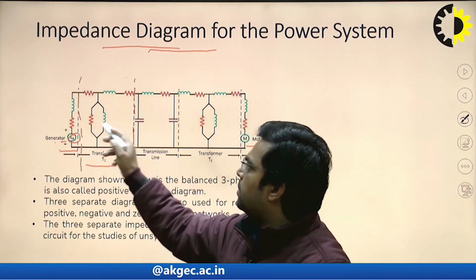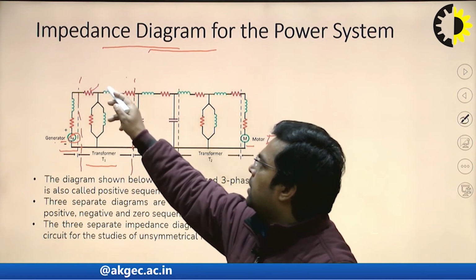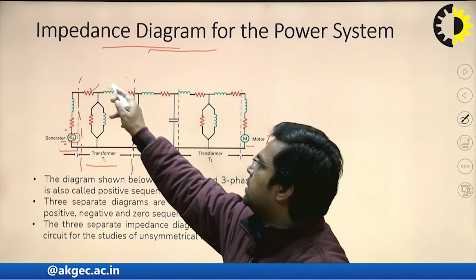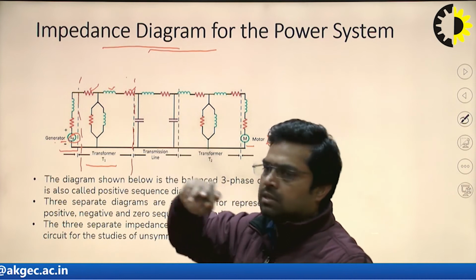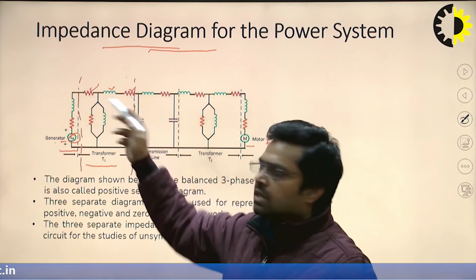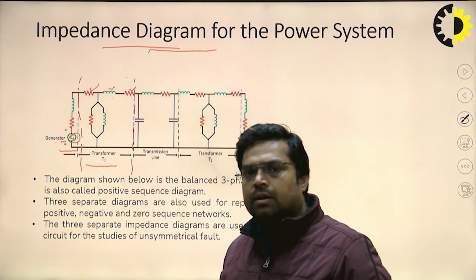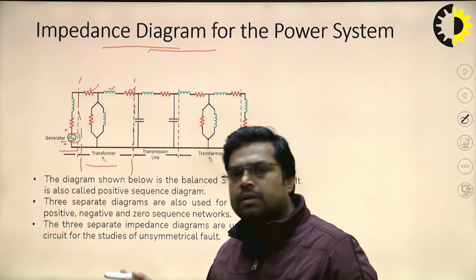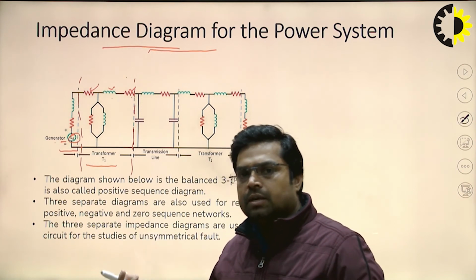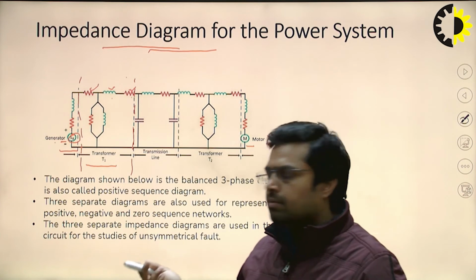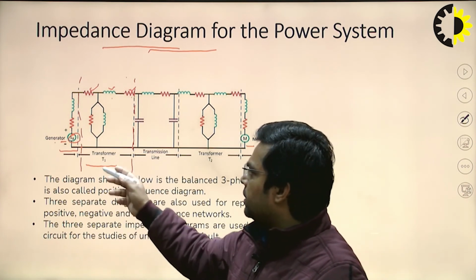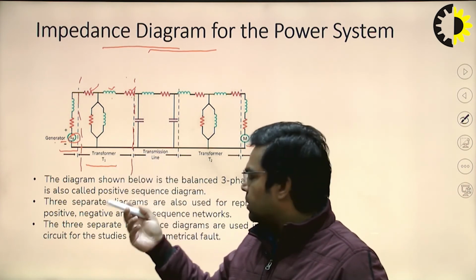This is the shunt path, this is the series path, and on the secondary side you can see this is the reactance, this is the resistance. So this resistance and reactance can be represented on either side, the primary side or the secondary side, as we have already studied in the transformer equivalent circuit.